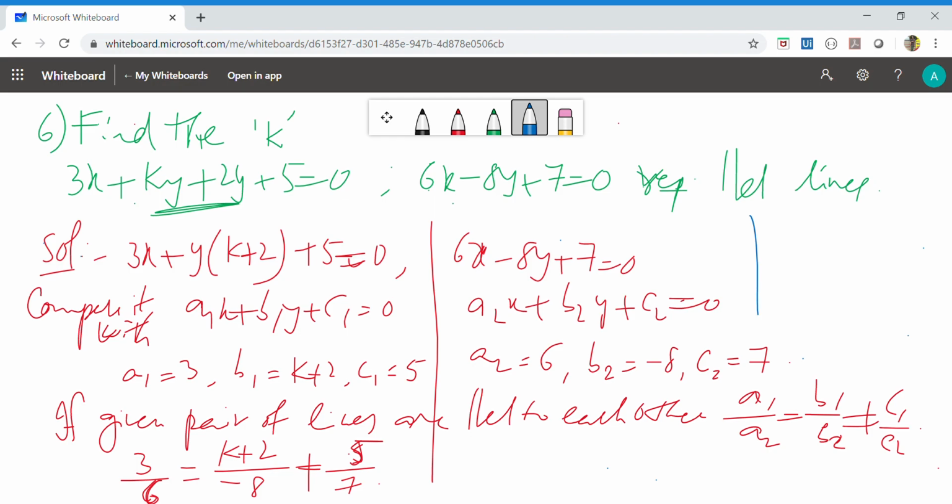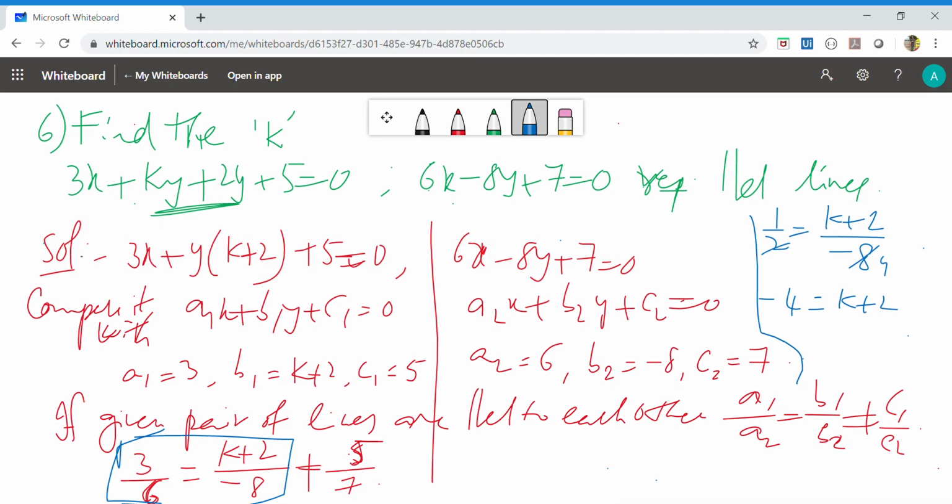So from here what you can find? You can consider these two equations. So 3 by 6 becomes 1 by 2 is equal to k plus 2 by minus 8. Then 2 fours are 8, so minus 4 is equal to k plus 2, and k is equal to minus 4 minus 2, which becomes minus 6. So what is the value of k? If k is equal to minus 6, then those two linear equations become parallel to each other. Okay.